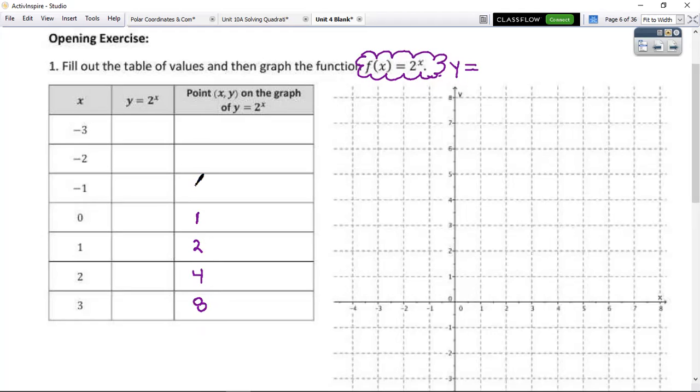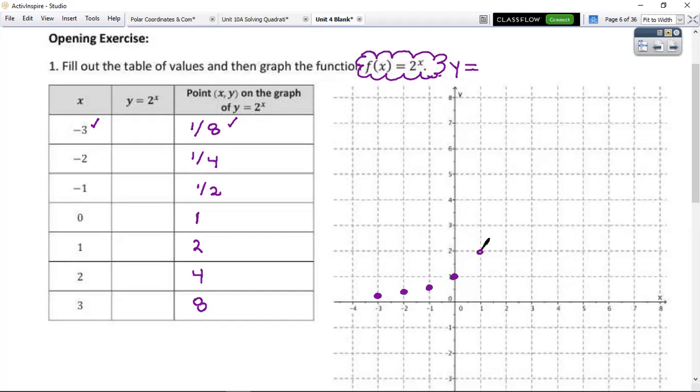At the other direction, this one was 1/2. This one was 1/4. And this one would be 1/8 then. So I'm just going to plot those 2 columns. So I'm going to plot -3 and 1/8. So -3 and 1/8 is like here. Next, I'm going to plot -2 and 1/4. I'm going to plot -1 and 1/2.